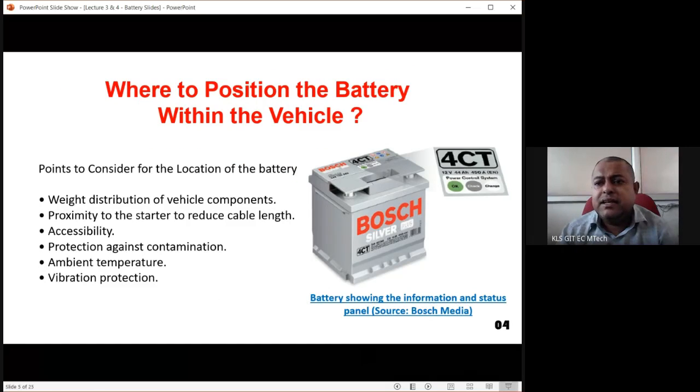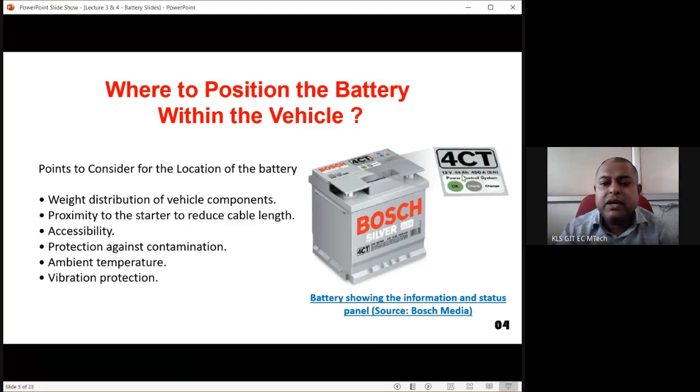This is a very simple slide, but it is related to the common sense that we have, that is, where to position the battery within the vehicle. See, on the right side, this is not positioning. On the right side, I have shown a Bosch battery of silver category, and these are the details.